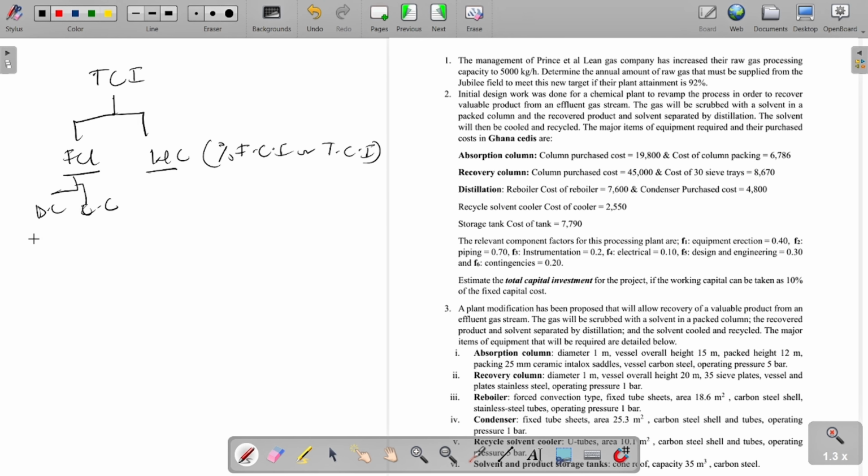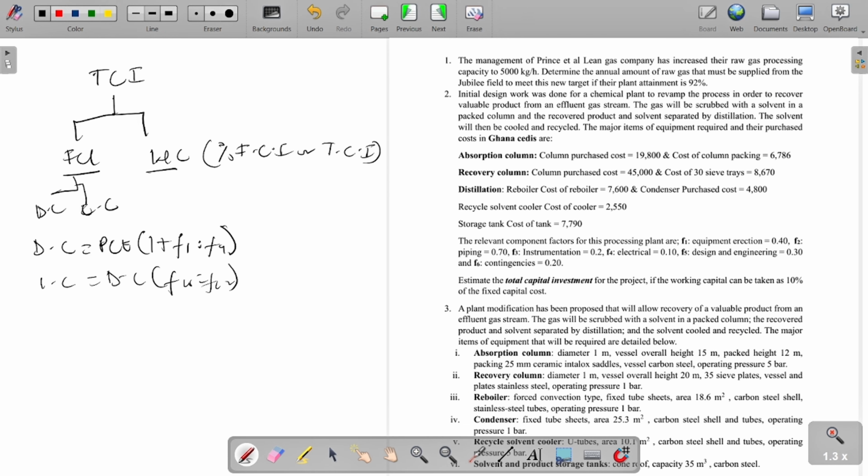So the direct cost has this formula, the purchase cost times 1 plus the factors from F1 to, let's see, F9. Then we have the indirect cost, which becomes the direct cost times the factors, let's say from F10 to F12. So these are the formulas that you use to solve this question.